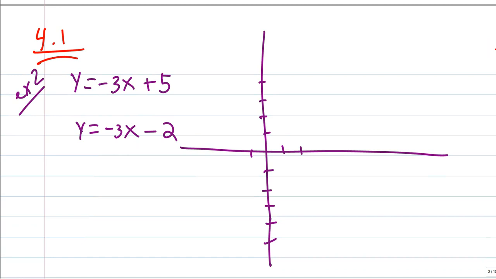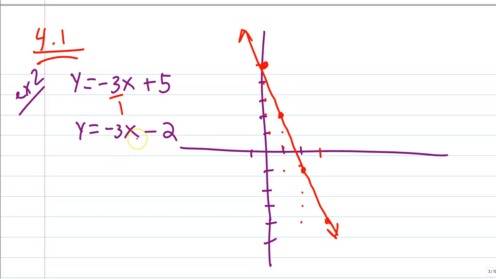Example 2. I generally don't like to graph unless it's already in y equals mx plus b. They're not always going to be like this, but sometimes they will. So taking this, these are both in y equals mx plus b. This first one has a y-intercept of 5 and a slope of negative 3 over 1. So from that 5, we go down 3, over 1, down 3, over 1, down 3, over 1. That should be plenty of points for now.